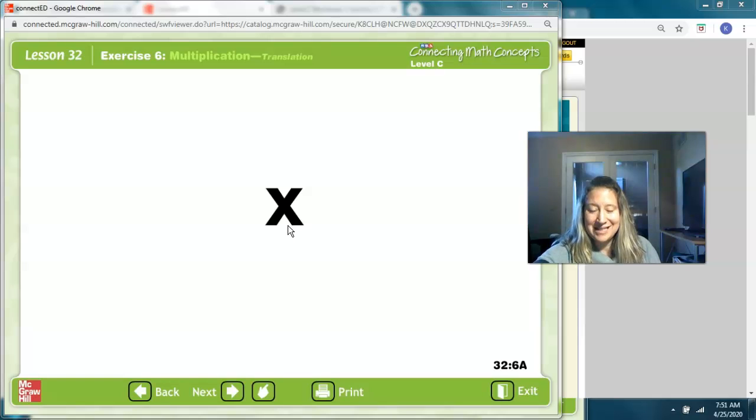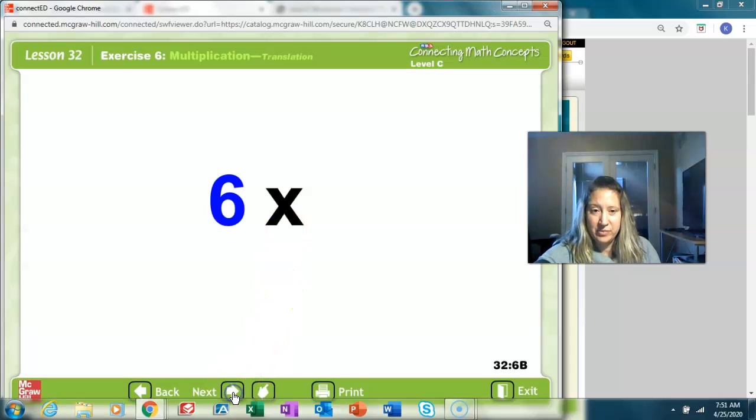Okay. So the count by sign tells you to count by a number. Look. This tells us to count by 6. Okay? What does this tell us to do? Count by 9. And this tells us to count by 3. What are we going to do now? Count by 2. And now, count by 10. And now, we are going to count by 5.